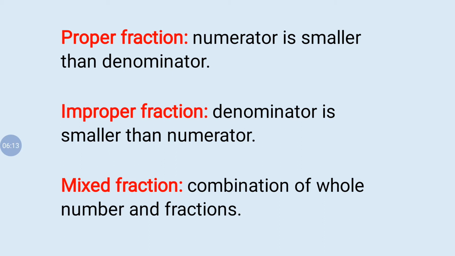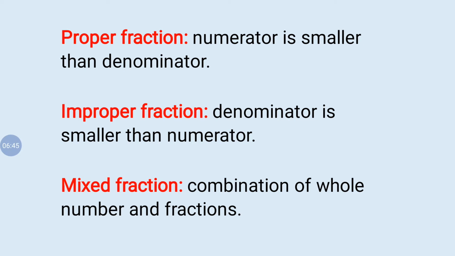A fraction like a b by c, where a is a natural number, that is, a whole number, and b by c is a proper fraction, is called a mixed fraction or mixed number.